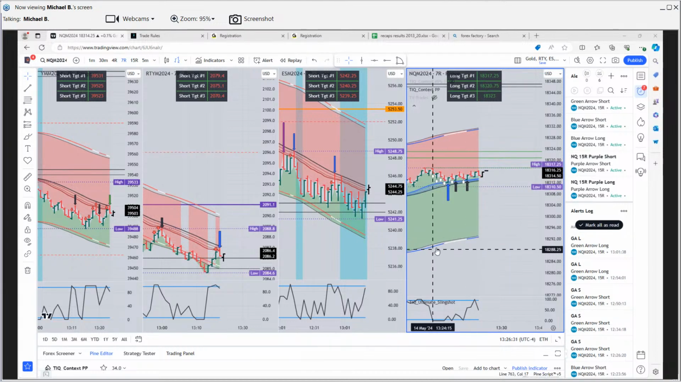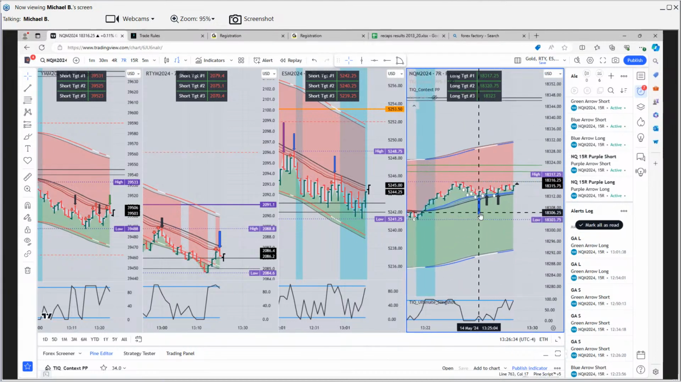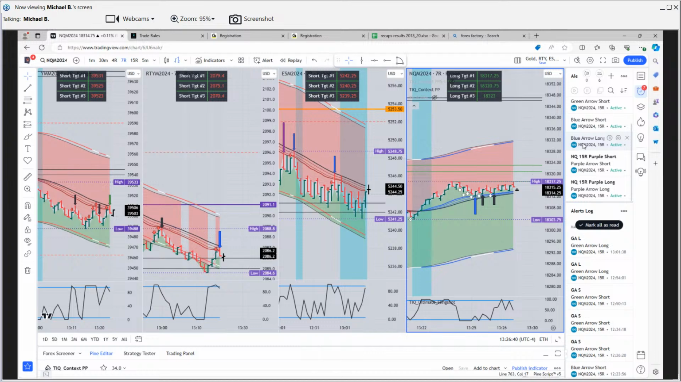All right, so you see how we had a blue arrow right here, but we did not get an alert over here? That's because this is a 7 range, and the blue arrow long was for the 15 range. Okay, we haven't gotten another alert from the 15 range yet.